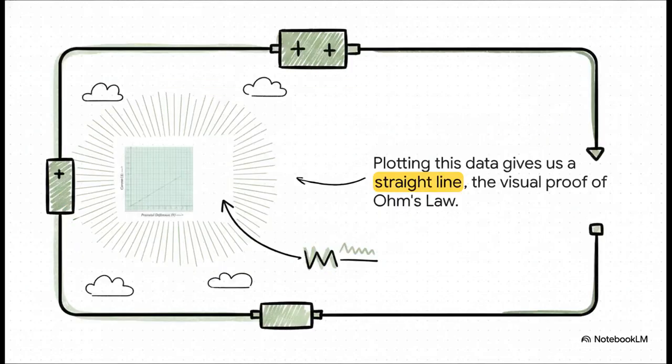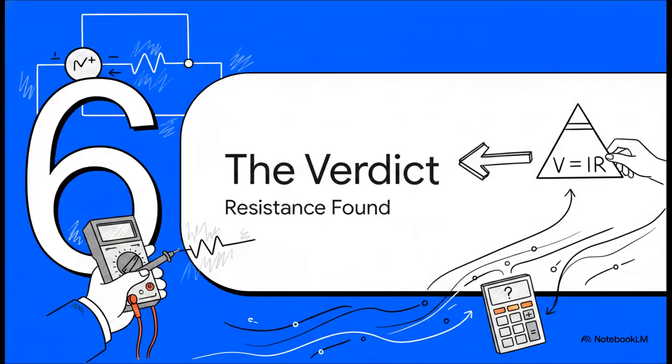And when we plot that data, voltage on the y-axis, current on the x-axis, we get this, a perfect straight line going right through the origin. This graph is the visual proof we've been looking for. It confirms, without a doubt, that the relationship between voltage and current is linear, which is exactly what Ohm's law predicted. The slope of this very line is what gives us the resistance. So, we've confirmed the principle.